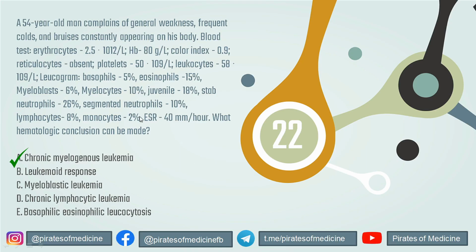In the question you can see there is appearance of myeloblasts, myelocytes, juvenile cells, stab neutrophils. So this is chronic myelogenous leukemia. If it was only myeloblasts, you could have said that this is acute myelogenous leukemia, but myelocytes and juvenile cells are also present in increased proportion. So this is chronic myelogenous leukemia. Correct? I hope you understand. Similarly, if instead of myeloblasts there are lymphoblasts, prolymphocytes, lymphocytes, this is chronic lymphocytic leukemia.